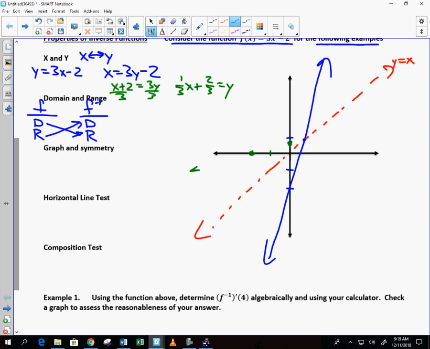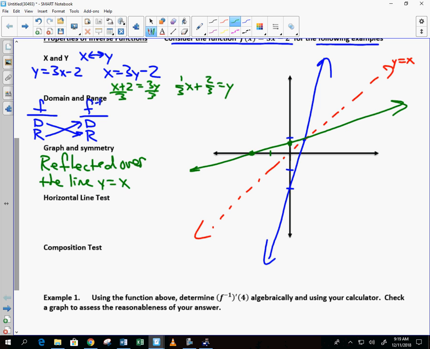And so when I graph this, you can see, does it look like the first line flipped over the line y equals x? It sure does. They are inverse functions. So they're reflected over the line y equals x. It's just the definition.